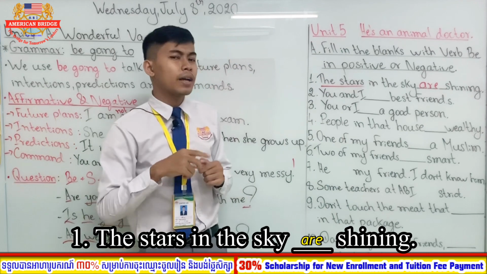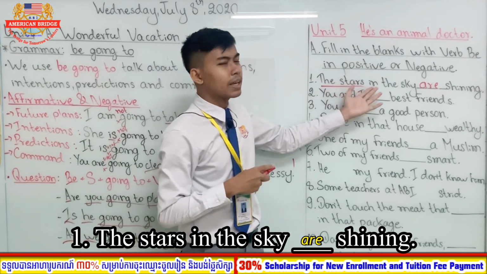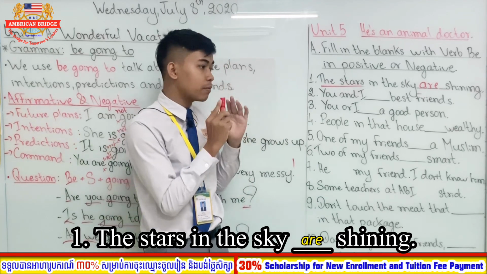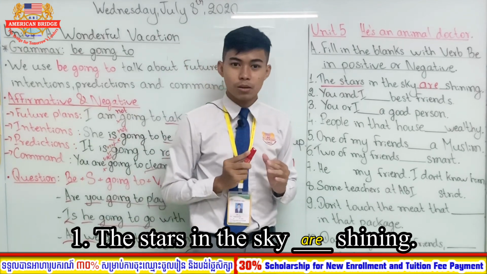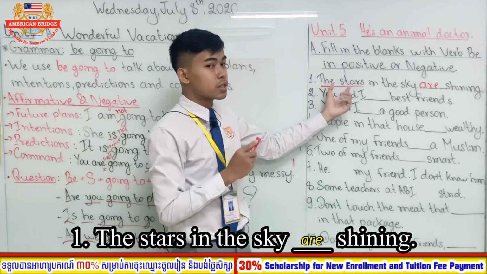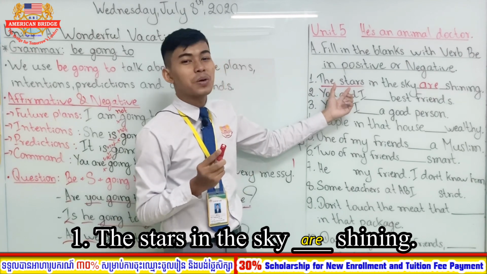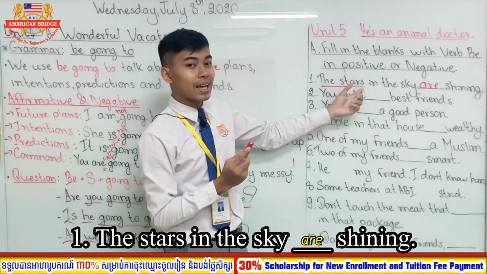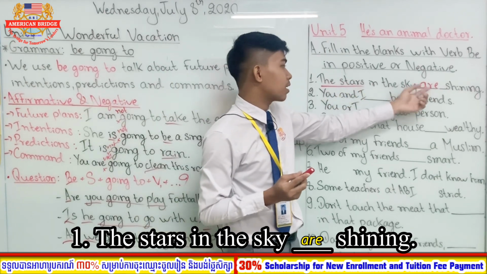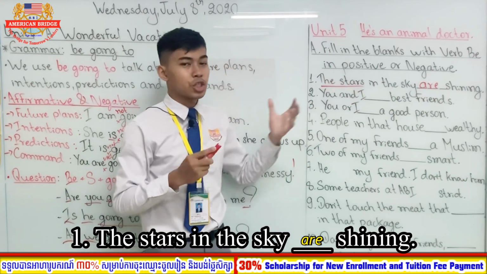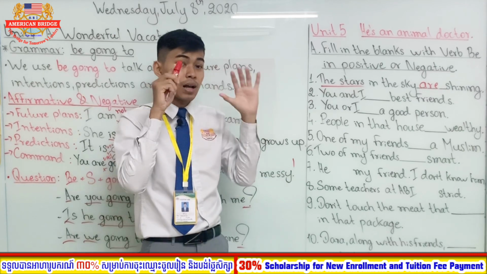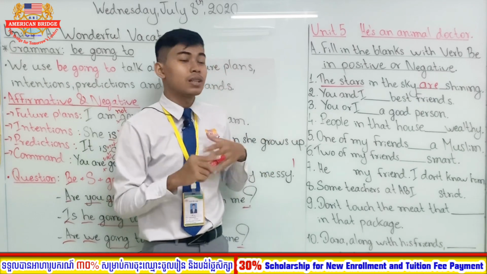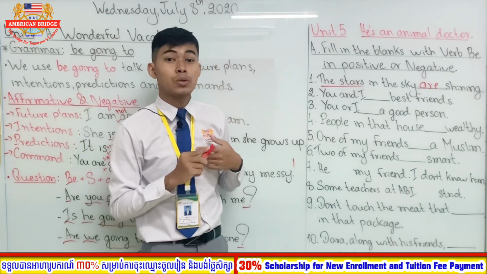So when you find the correct subject, the stars here, don't worry about the rest. What you need to do is find the subject of the sentence. Once you know the subject is singular or plural, you know what to complete, right? Here the stars with S is plural, so we have to use are. So the stars in the sky are shining. At night when you look at the sky, sometimes the stars shine very beautifully.